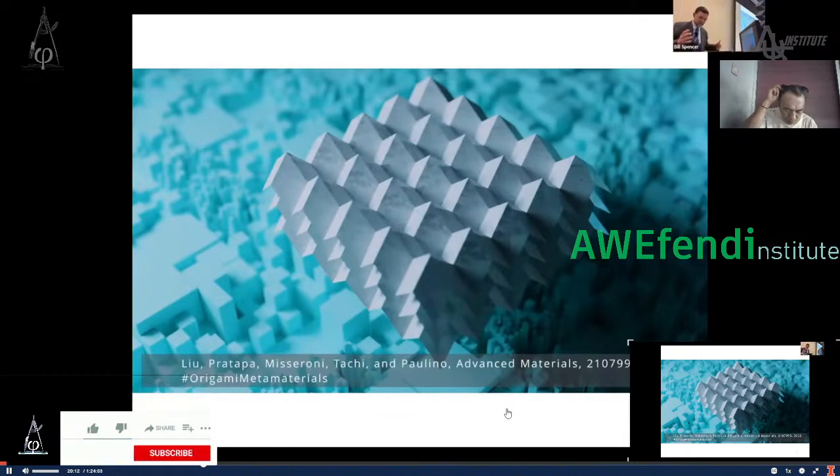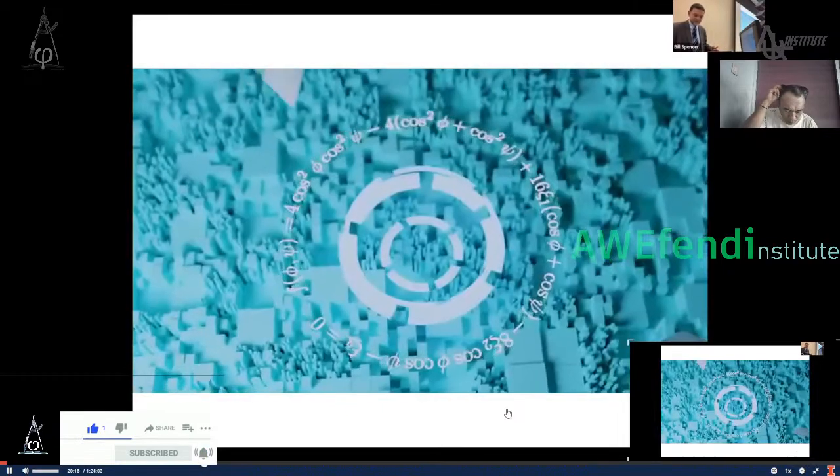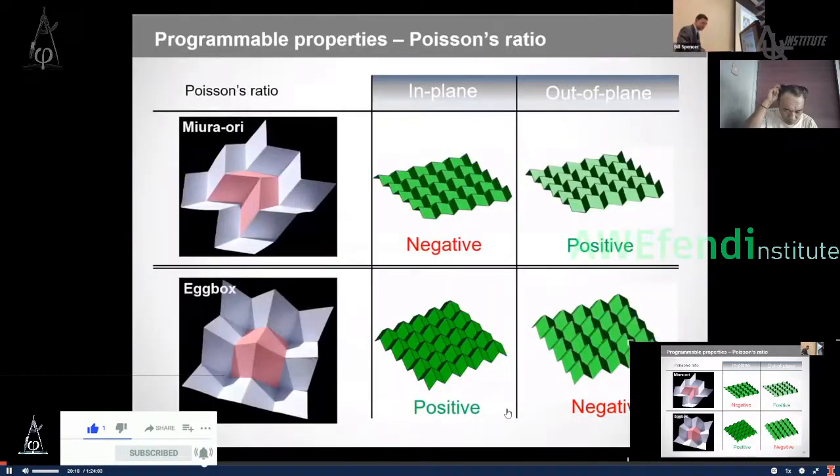Frustration lines that are kind of defects, like line defects or point defects. Okay, and then now coming back, since we are going to concentrate in this lecture mainly in these two patterns that I just illustrated, the Miura and the egg box.